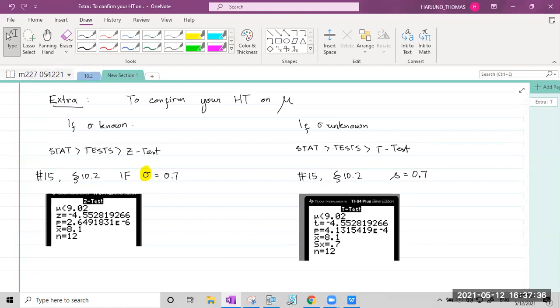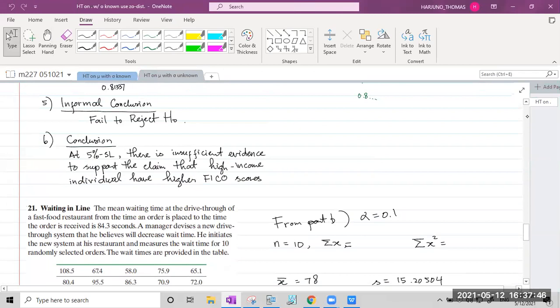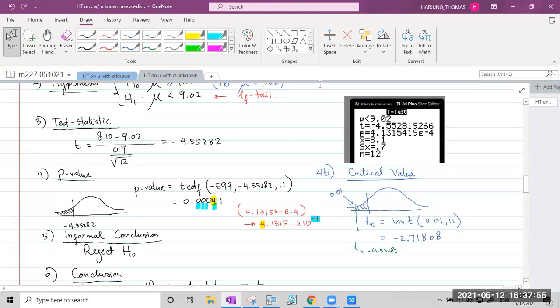Okay, let's compare it to what we had at that time for number 15. So you see our test statistic is the same. Our p-value is this, right? So using calculator, it will give you only the test statistic and p-value. But it doesn't give you step 1, step 2, step 3. I mean 1, 2, 5, 6. No, they don't do it for you.